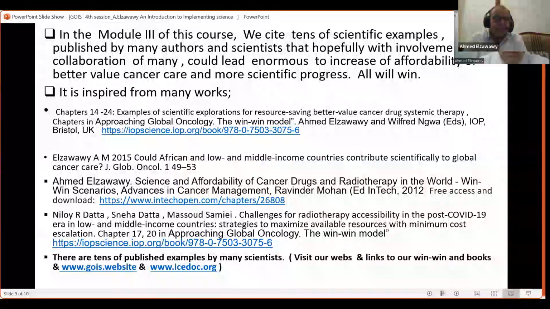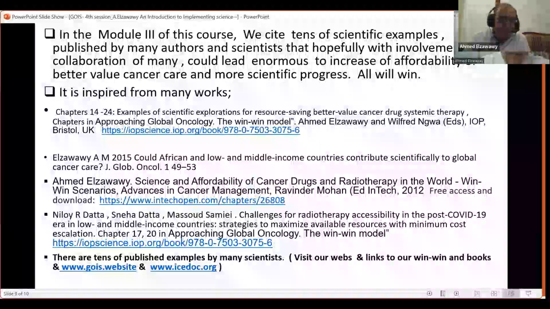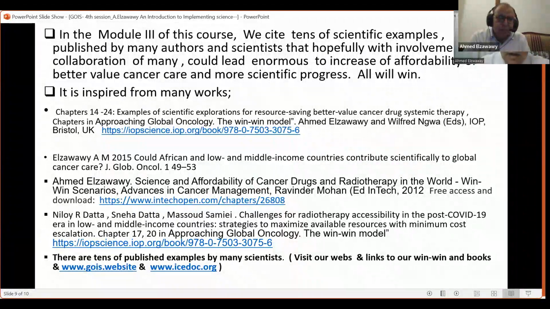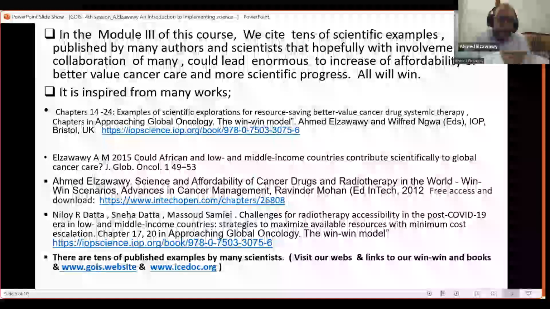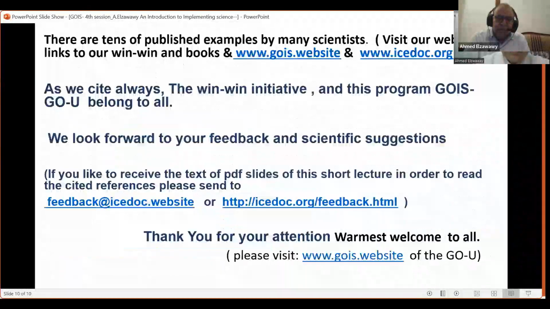It is inspired from much work. Here are some references. Please visit these links and welcome for all discussions. There are tens of published examples by many scientists. Visit our webs, links to WIN WIN books. As we say always, the WIN WIN initiative and this program, Global Oncology Implementing Science, belong to all. We look forward to your feedback and scientific suggestions.